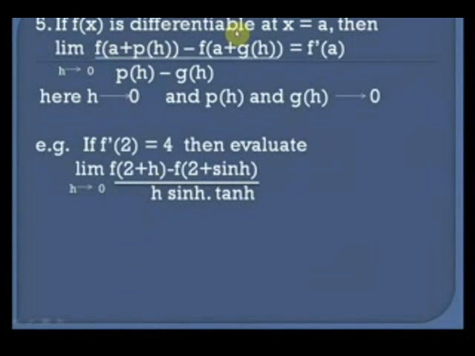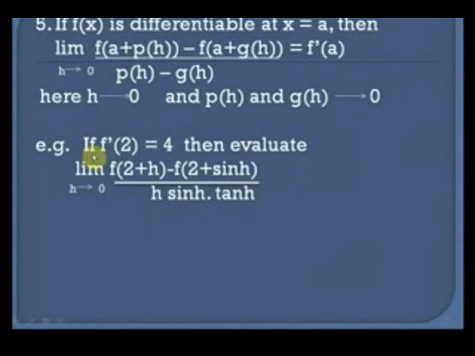So if f(x) is differentiable at the point x equal to a, then limit of [f(a plus p(h)) minus f(a plus g(h))] whole divided by [p(h) minus g(h)] when h tends to 0 is equal to f dash a, where p(h) and g(h) are the functions of h which tend to 0 when h tends to 0.